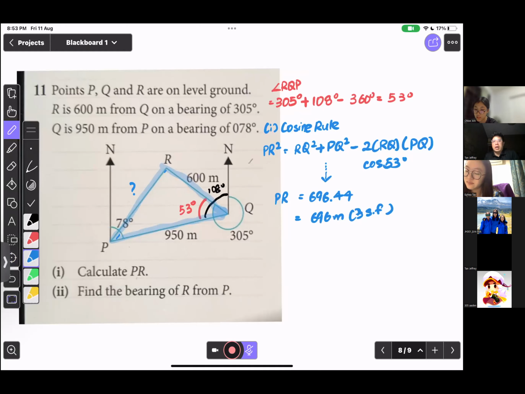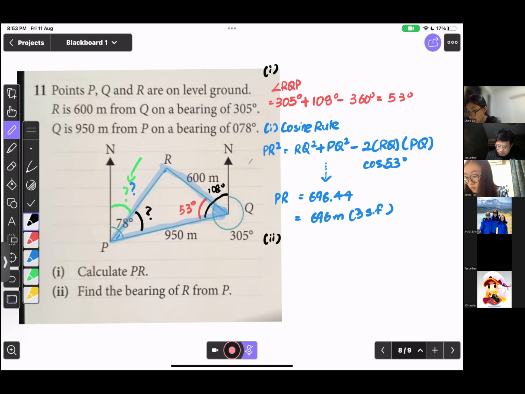Then part 2, to find the bearing of R from P. So basically find this angle here, the one in green. To find this angle, you try to find the black angle. Take 78 minus RPQ. So first you need to find angle RPQ. You can use sine rule to find angle RPQ.